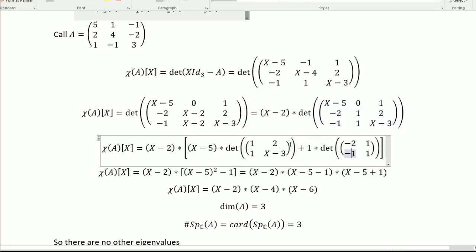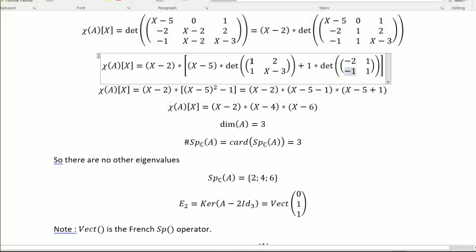So we continue the calculation. Here this determinant equals x minus 3, minus 2, so x minus 5. And this part equals minus 2 minus minus 1, so minus 2 plus 1, that is equal to minus 1. So we get x minus 2 times (x minus 5 squared minus 1), and that is actually equal to x minus 2 times x minus 5 minus 1 times x minus 5 plus 1. So we get x minus 2, x minus 4, x minus 6.